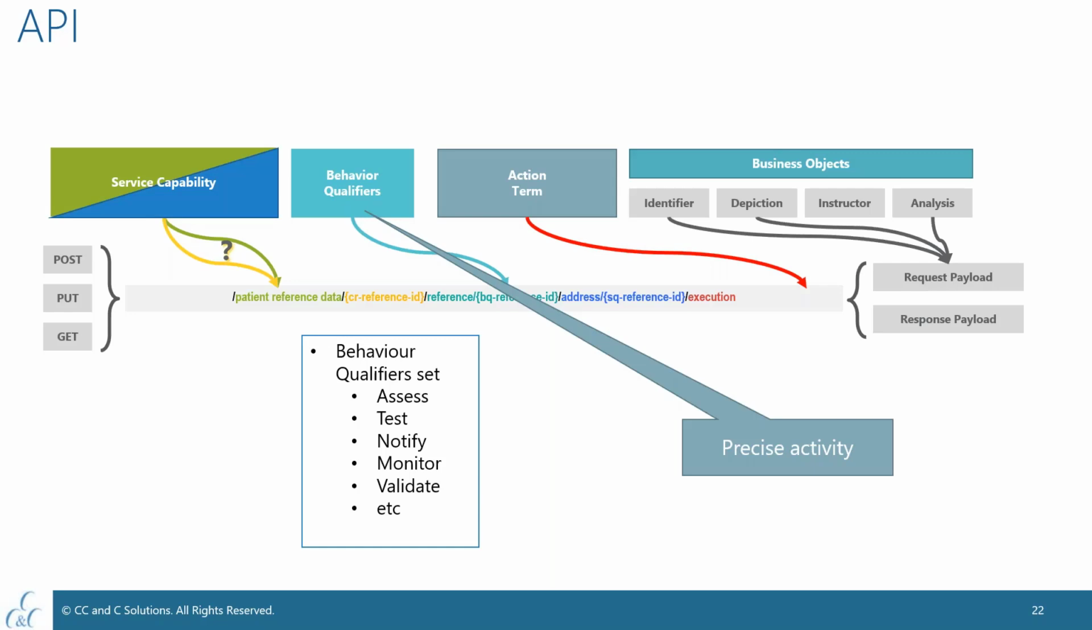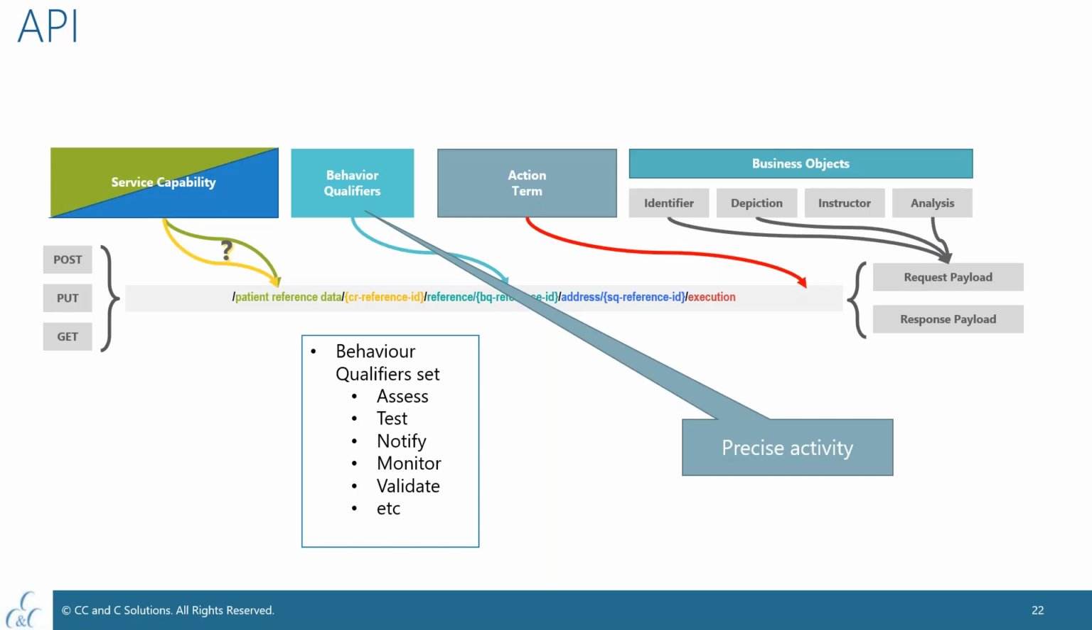It could be testing or XYZ. Then there is something called behavior qualifier, which is a precise activity like assess. Now, assess is assessment. So when the doctor sees a patient and he doesn't have any profile information, he first assesses. After assessing, he submits some tests. After the test, the pathology or radiology department notify the doctor. He validates with his experience and then he treats and then he monitors.